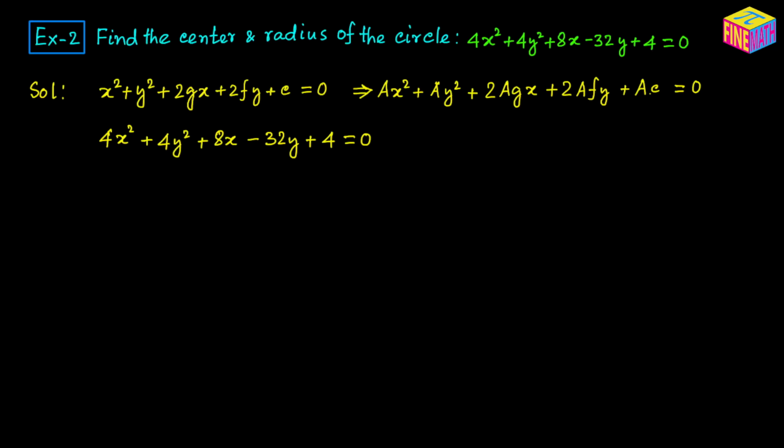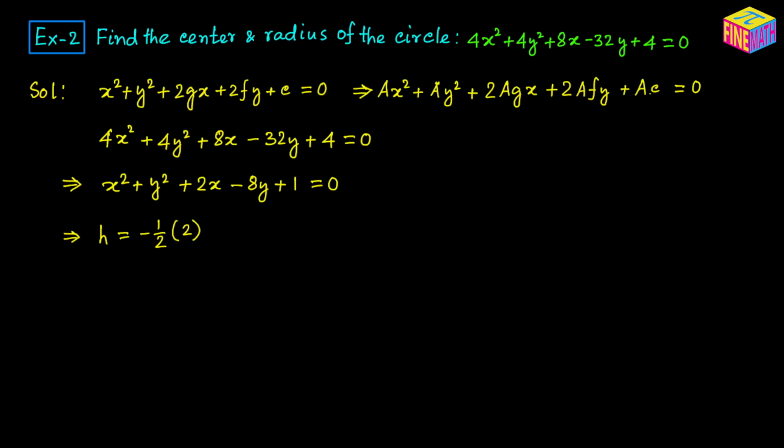So somehow we have to change the coefficient of x squared to 1 and the coefficient of y squared to 1. So our only option here is to divide both sides of this equation by 4. And if we do that, we are going to convert the equation into x squared plus y squared plus the 8x will become 2x minus the 32y will become 8y plus 4 will become 1, and all of that is equal to 0. 0 divided by 4 will be 0 anyways.